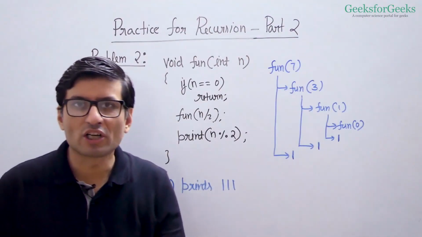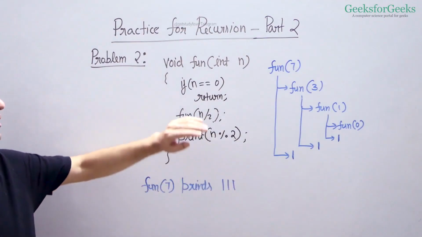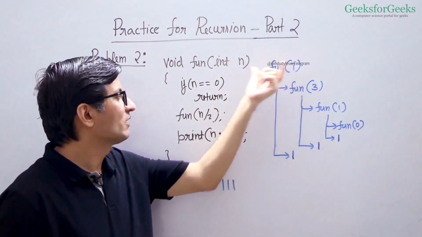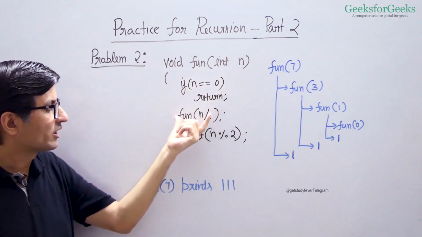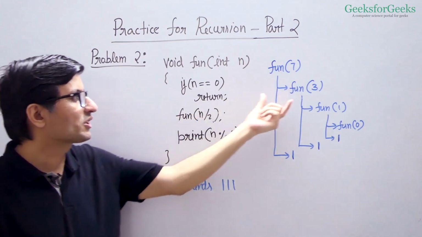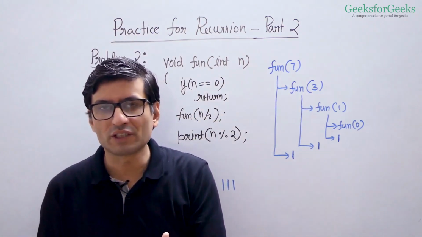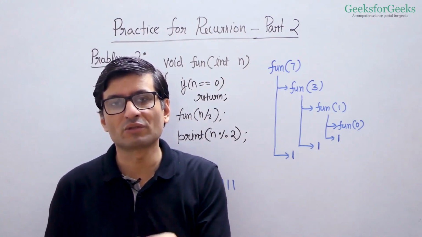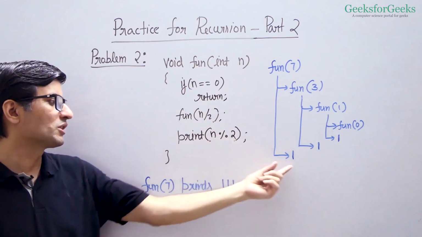The output of this program is 111. And how does this function execute? When you call fun 7, it does not go into this if condition. So it comes here, and it calls for 7 by 2, which is 3. And now fun 7 waits for fun 3 to finish, and once fun 3 finishes, it's going to execute this line where it prints remainder with 2, which is 1.